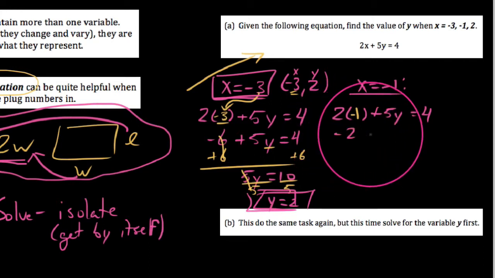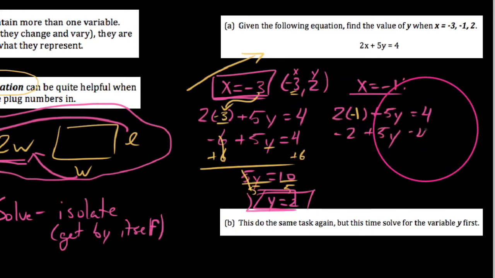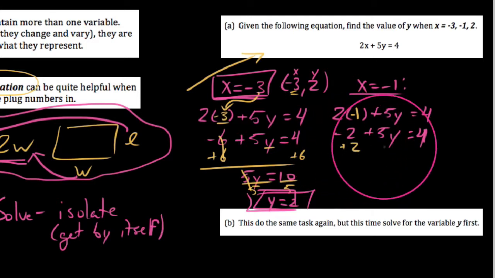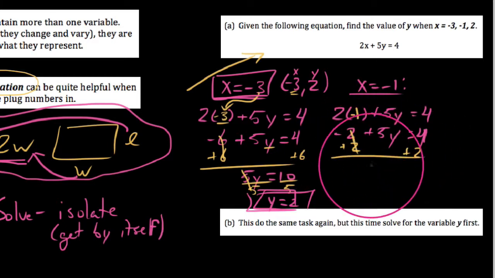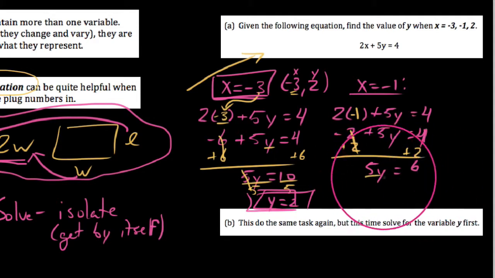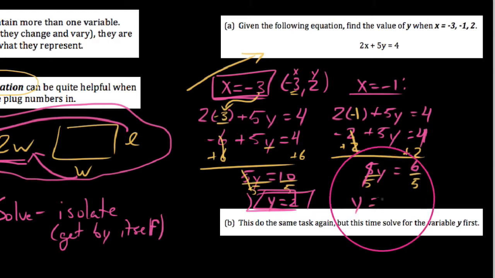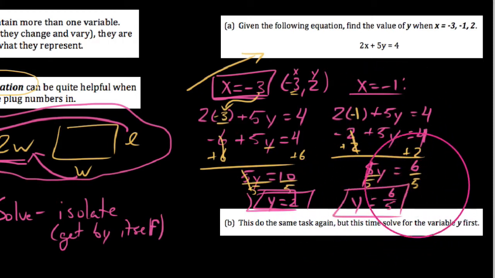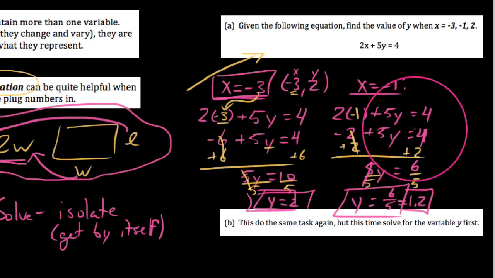So for instance here, I get negative 2 plus 5y is 4. Of course, what we do next is we would add 2 to both sides. So I would get this, 5y comes out to be 6, and we'll divide by 5. And this is entirely okay. What I mean by okay is this. When x is equal to negative 1, we get a y value of 6/5. And we can leave it that way. You can also call this 1.2. It's entirely up to your discretion.